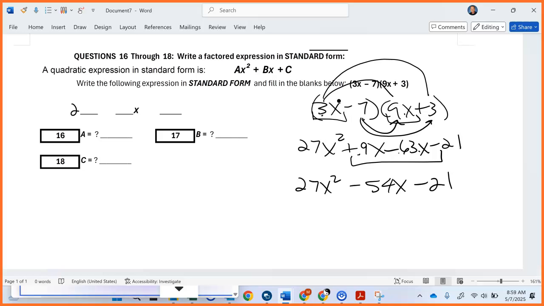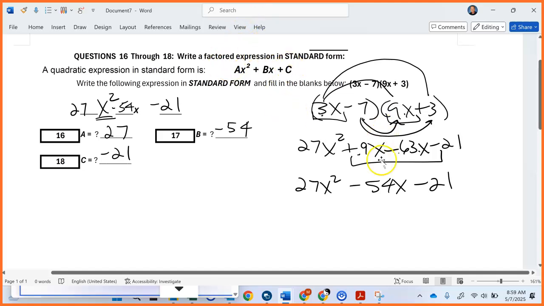So that means 27. Now, this assignment doesn't have the x squared, so please write that in, okay? And then minus 54, and then minus 21. So 27, minus 54, and negative 21, okay? All right, so that's how you do it. So remember, if it's got numbers, you got to multiply these two numbers in front of the x together to get the 27, okay?